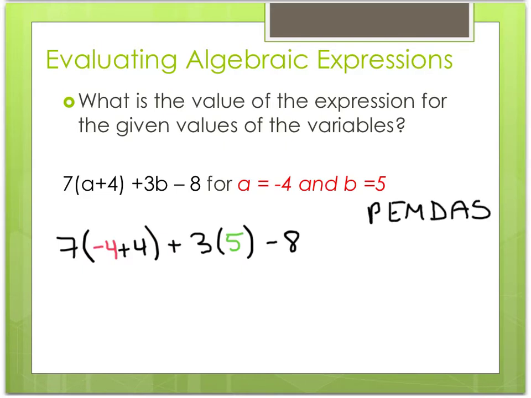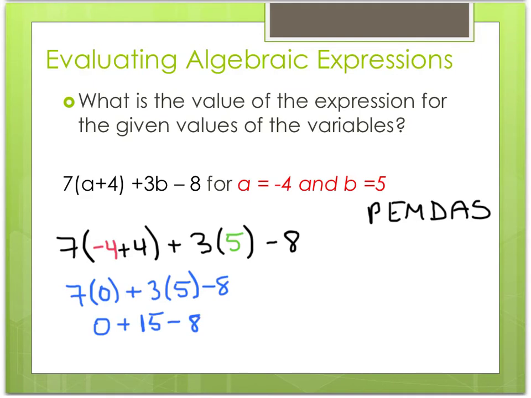So I'm going to do my parentheses first. So I must simplify what's in the parentheses. So -4 plus 4 is actually just 0, so that's 7 times 0. I'm just going to rewrite everything. And now my order of operations says do exponents. I don't have any. Multiplication from left to right in the problem. So 7 times 0 is just 0. And then 3 times 5 is 15. And I'm going to bring down my -8.